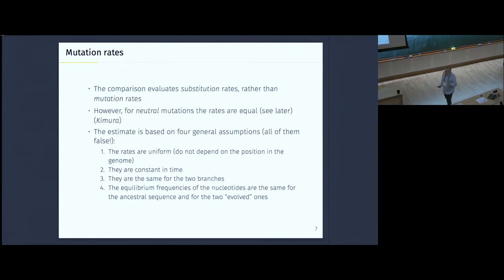So the point is that if you have two close species, you are comparing substitution rates. If you are looking at the same population, you're probably comparing mutation rates. What is the difference between substitution and mutation? Mutation is simply the fact that a new sequence arises in a population. Then this sequence can disappear by drift or be maintained in the population.